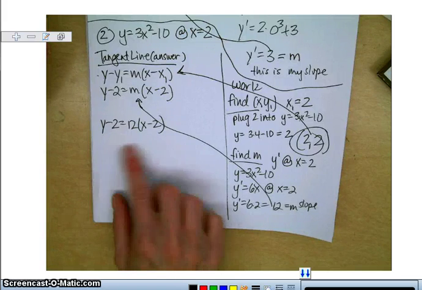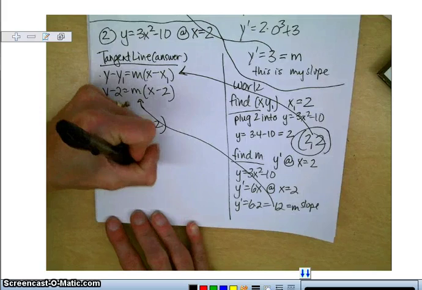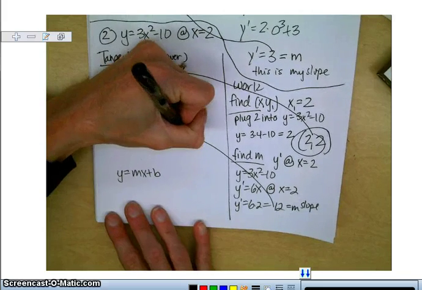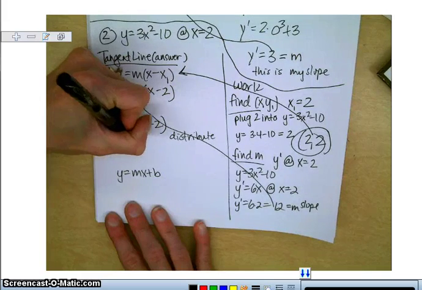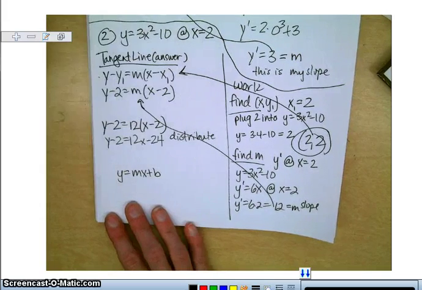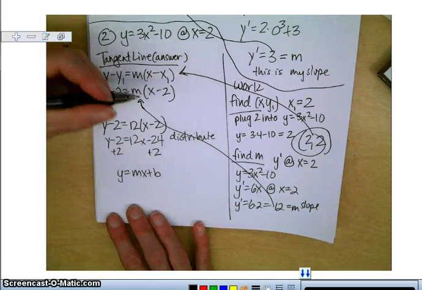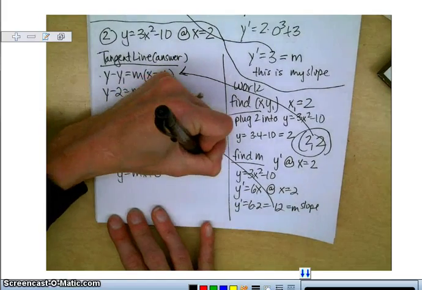Now let's say I don't want my answer like that. I want it in y equals mx plus b. What should I do? I want to distribute and get y minus 2 equals 12x minus 24, and then add 2 to both sides, and my tangent line equation is y equals 12x minus 22.